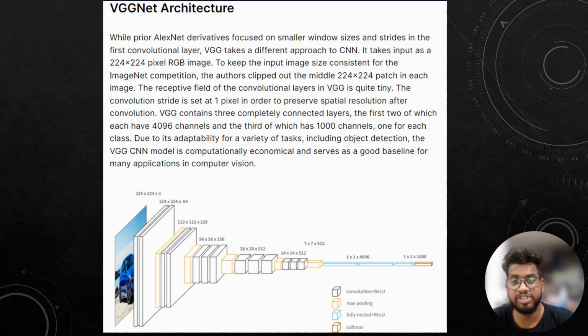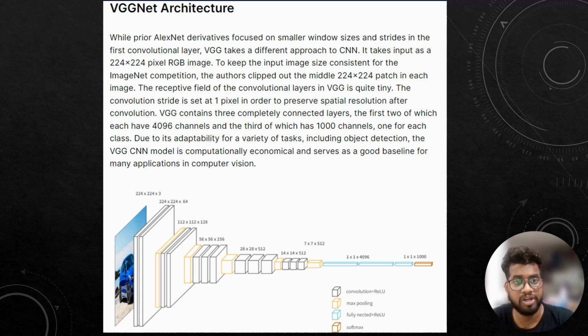Talking about the VGGNet architecture, while prior AlexNet derivatives focused on a smaller receptive window size and strides in the first convolution layer, VGG takes a different approach to CNN. It takes input as a 224 by 224 pixel RGB image. To keep the input image size consistent for the ImageNet competition, the authors clipped out the middle 224 by 224 patch in each image.